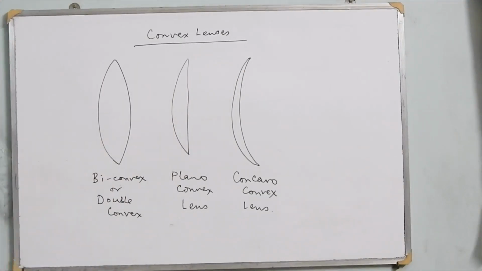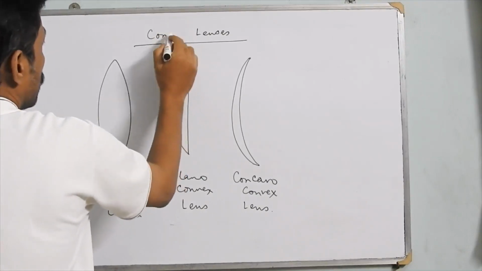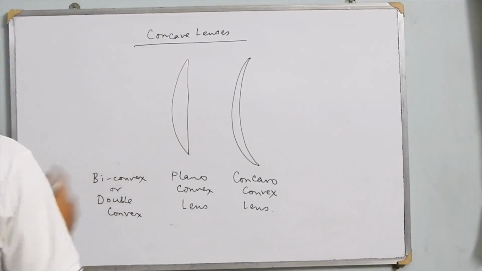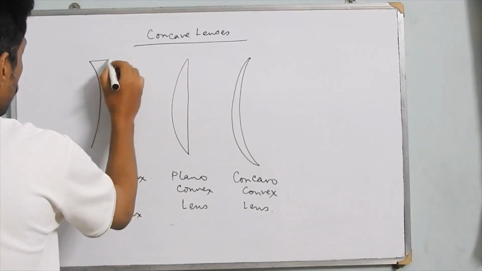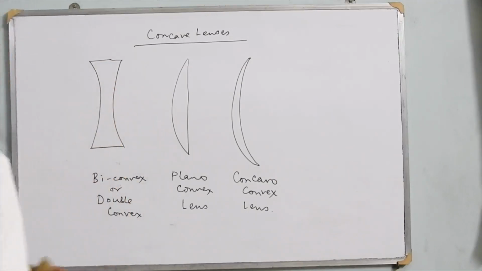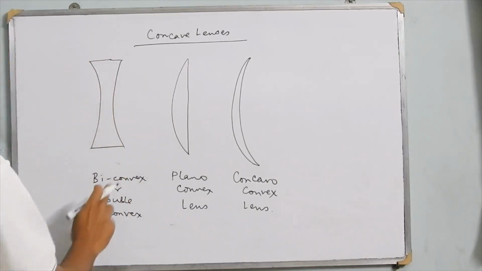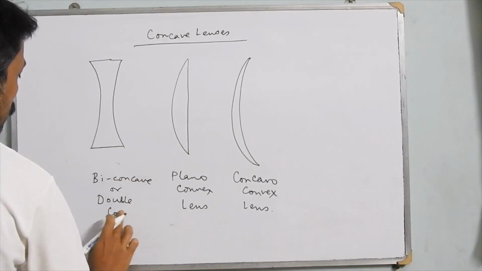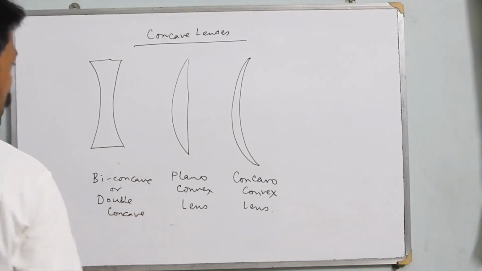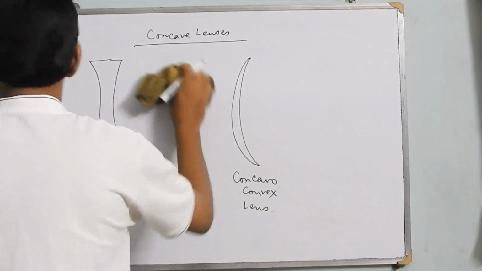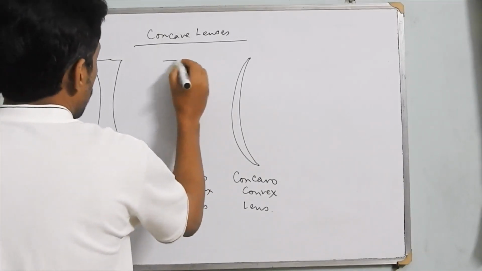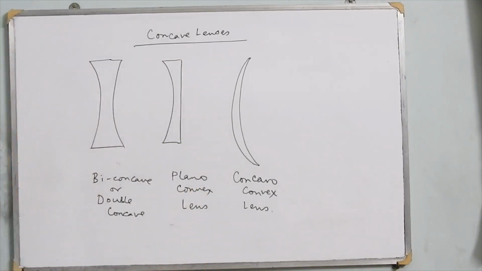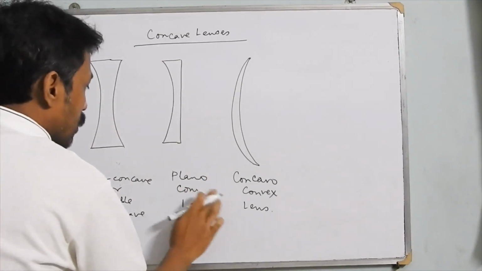Whenever we represent concave lenses, it will be something like this. The biconcave, both the surfaces will be concave. So it is bulging in, it is thinner at the middle and thicker at the edges. So this is a biconcave or a double concave lens. If one surface is concave and another surface is plane, then it is called a plano-concave lens. Something of this type.